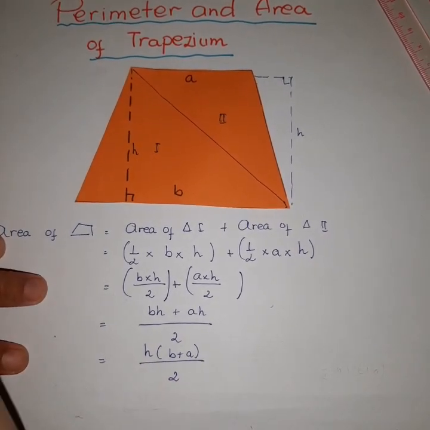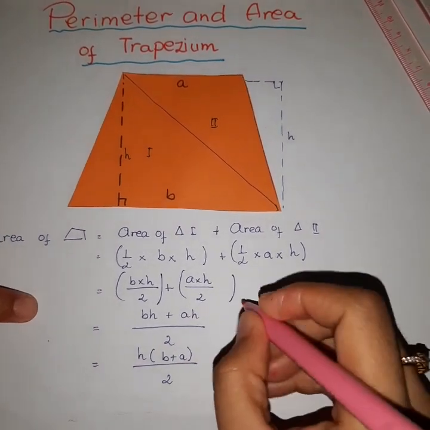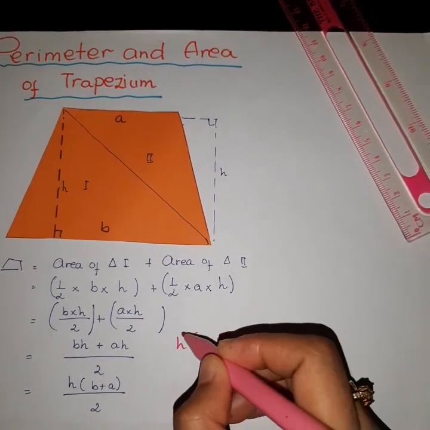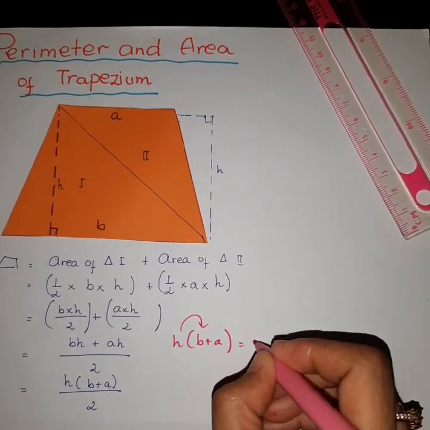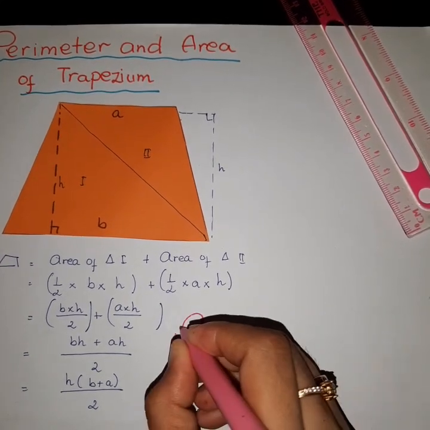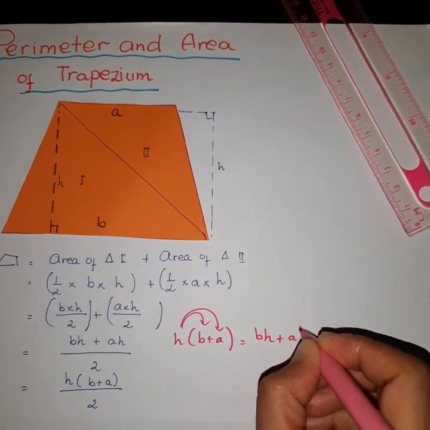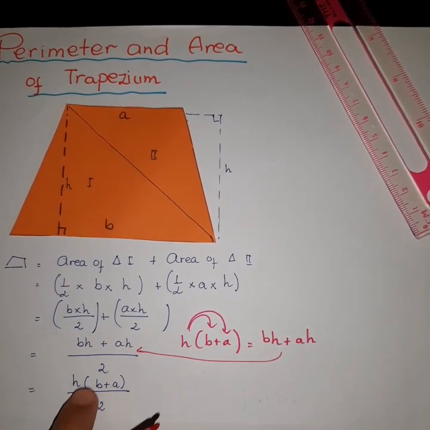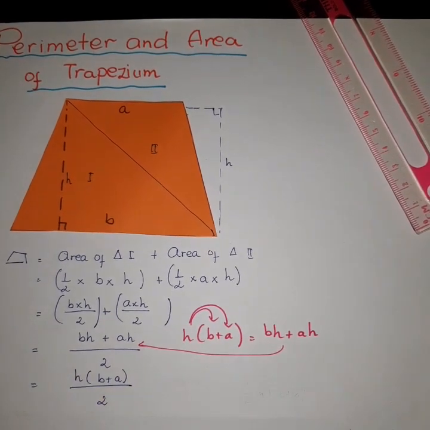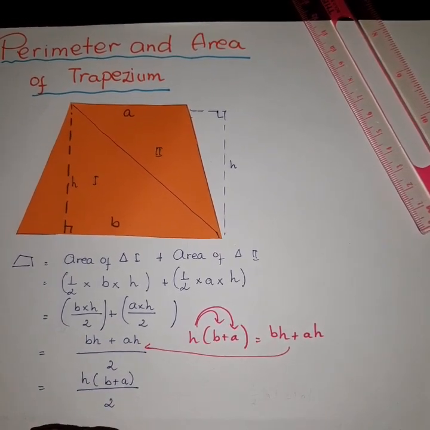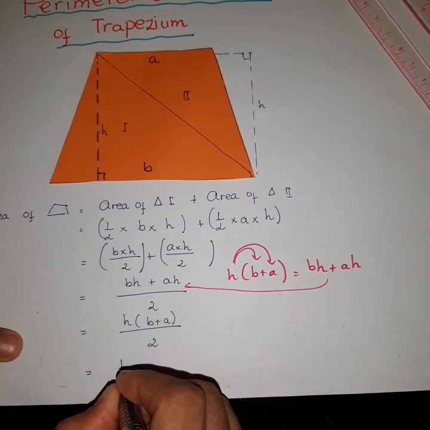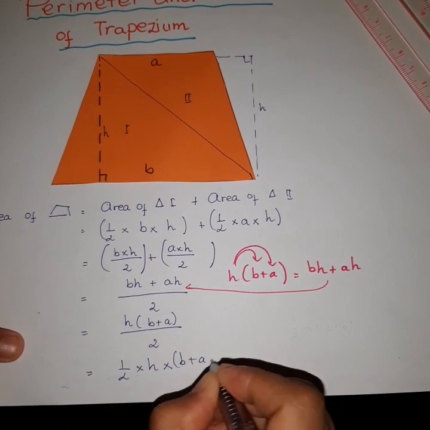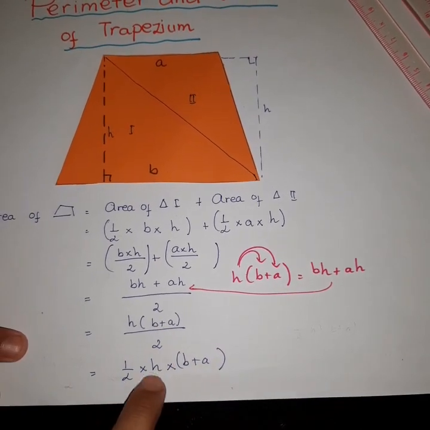If you cannot directly understand, I can do it like this: H times (B plus A). If you multiply this out, you will get BH plus AH, which is the same, right? So if I write this one as this one, it is actually just the same. Now I can also write this as half times H times (B plus A). It is just the same.